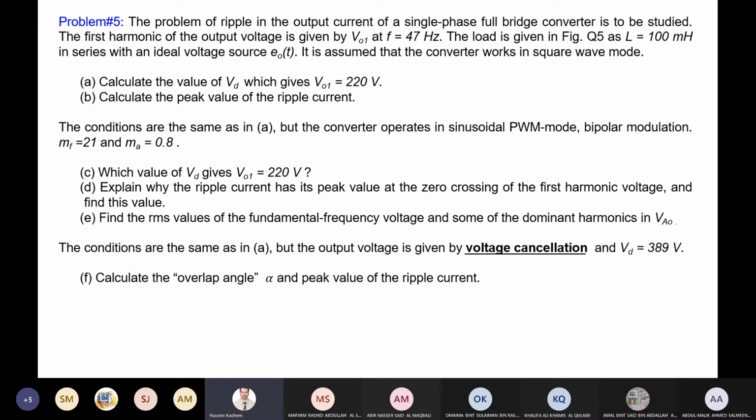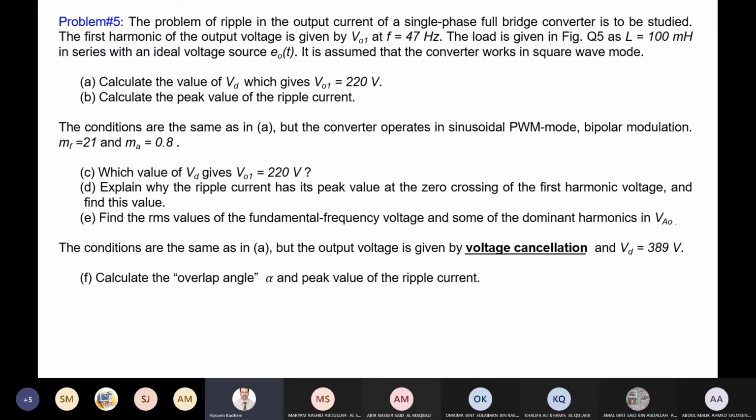Oh, it's the only formula change. Rather than VO1 being 4 over pi VD, it will be VO1 equal to MA VD, as you remember. Then he asked me to explain why the ripple current has its peak value at the zero crossing of the first harmonic voltage and find this value. By the way, I discussed this in the lecture session at that time on the figures. Then find the RMS value of the fundamental frequency voltage and some of the dominant harmonics.